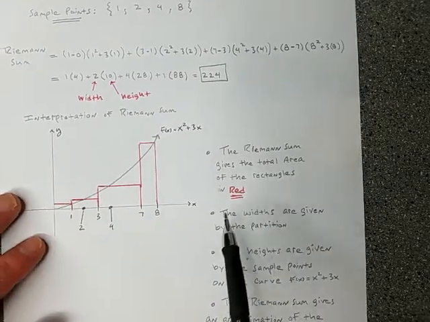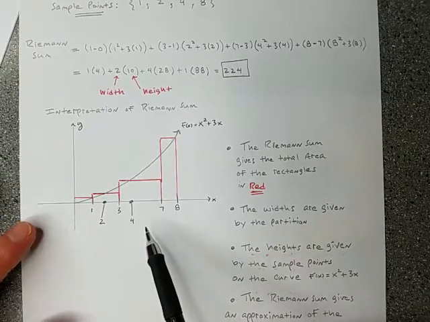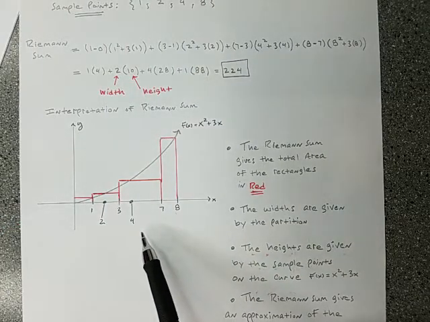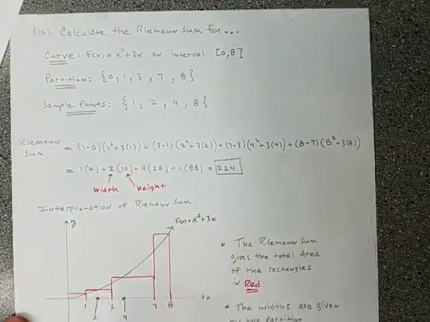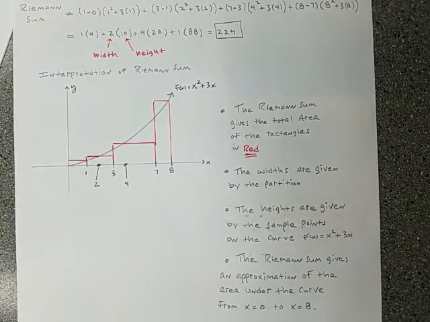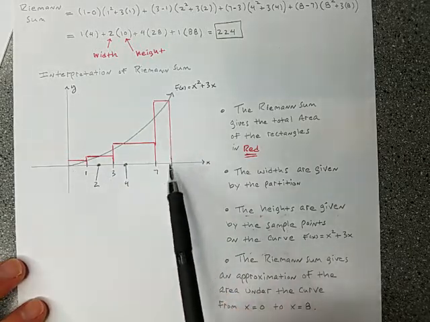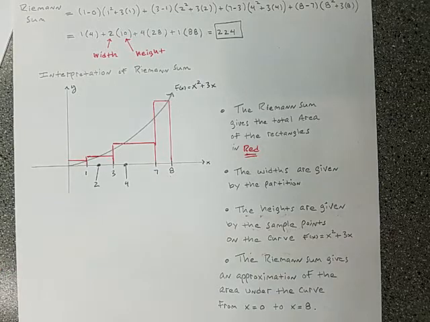So the Riemann sum gives the total area of those rectangles. If you wanted to think of it like that because it made it easier to remember and easier to do, go for it. But the calculation is fairly straightforward on its own. Okay? All right, so yes, there's the big picture. The Riemann sum is trying to measure the area under that curve from 0 to 8. Ultimately, that's what it's trying to do.